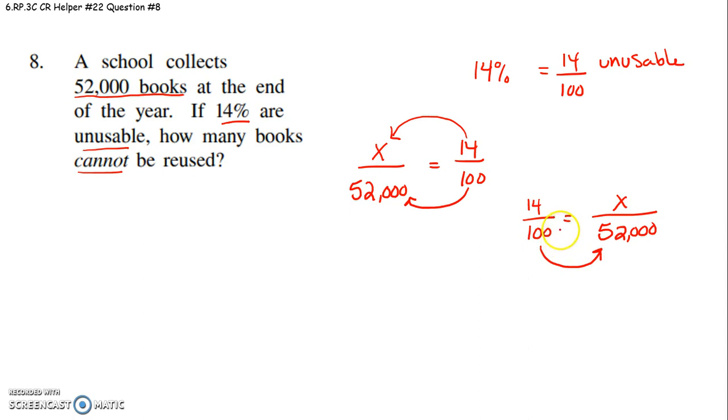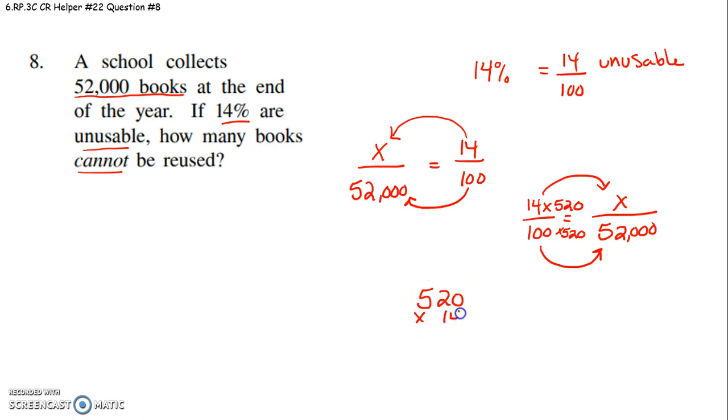Well, I'll tell you, if you take 100 and multiply by 520, and I know that because 1 times 52 is 52, then I've got 1, 2, 3 zeros. So 100 times 520 is 52,000. So in order to figure out how many unusable books, I just have to multiply 14 by 520. Let's go ahead and long multiply.